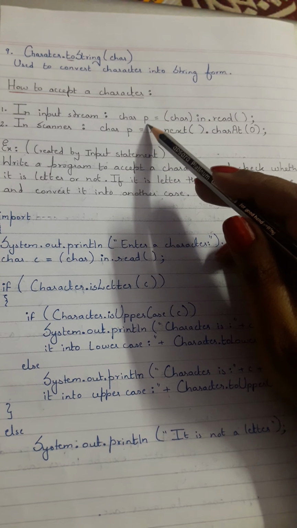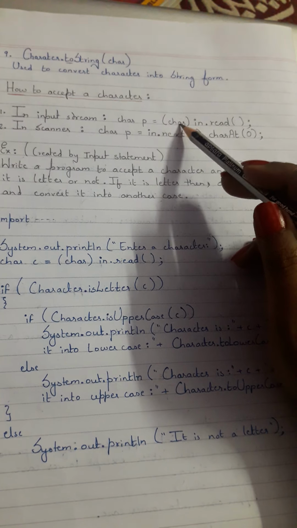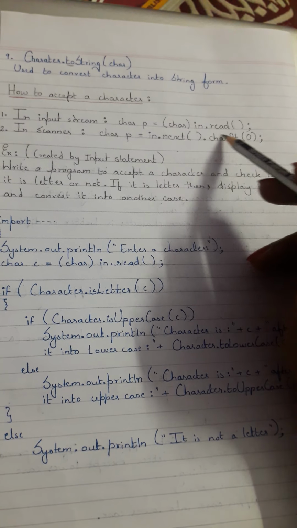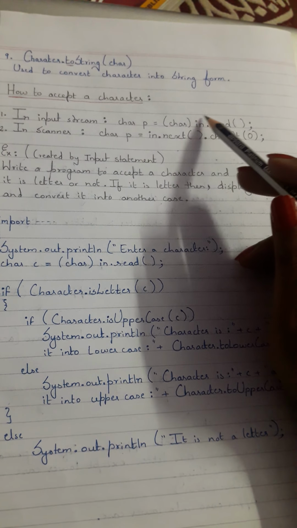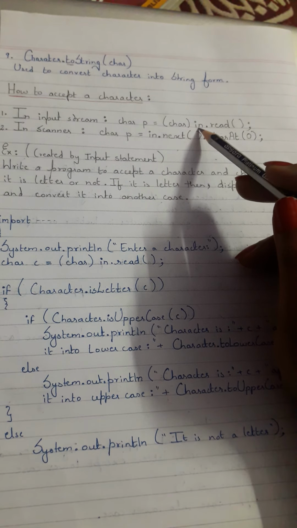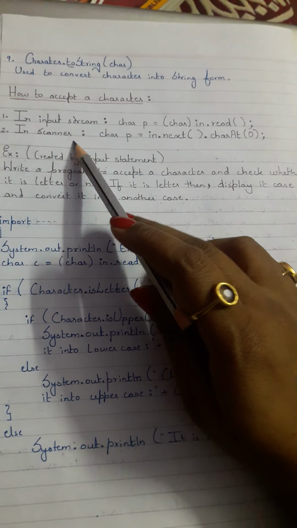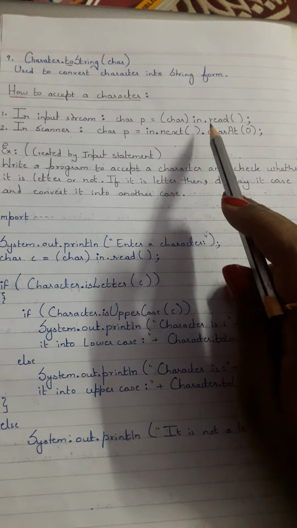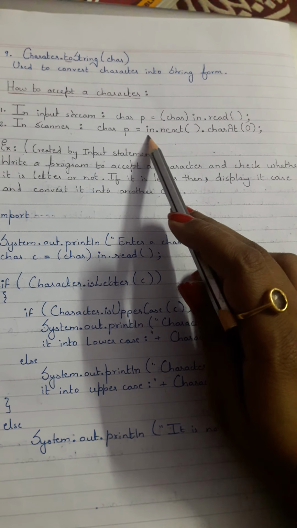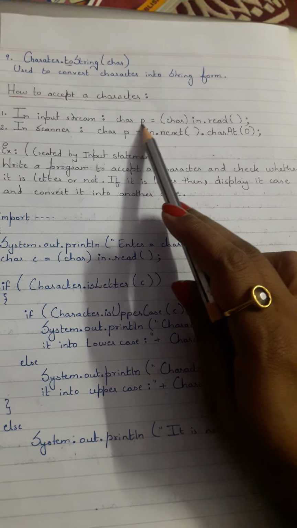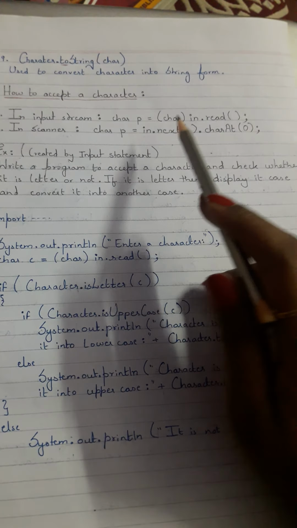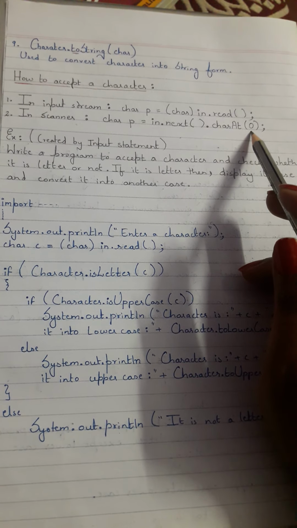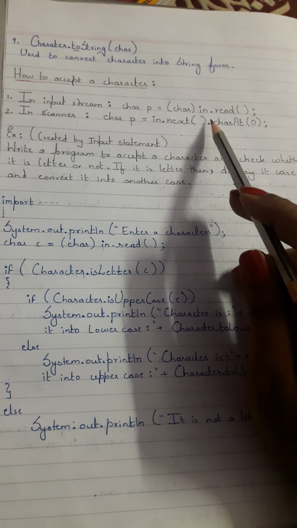For input stream, we have to write char and in.read, because input stream has one function, in.read, for accepting a character. But scanner doesn't have any function for accepting a character. That's why they use the in.next function, which accepts a string, and from that string they pick one character from the 0th position. And those who don't know about scanner, leave it.